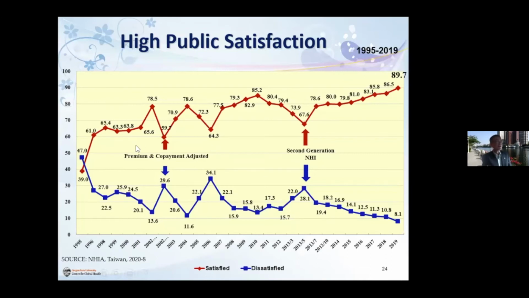So this is the quarterly tracking. And there have been some dips, but even when there was some dip, there was still about 60% or higher public approval. And in recent years, it has been more than 85%. The latest was 89.7% support or approval. So they track from 1995 and continue.